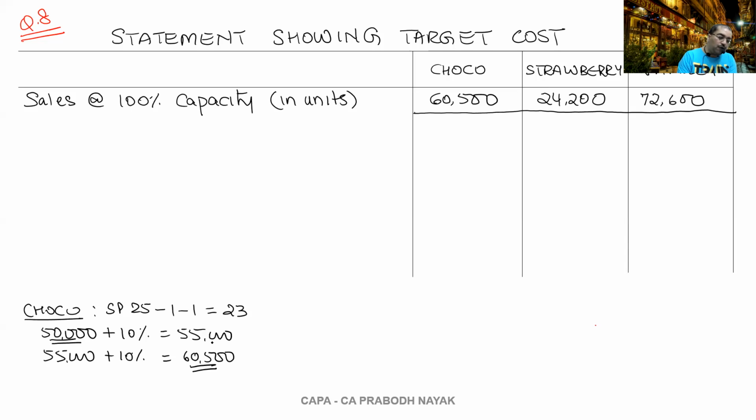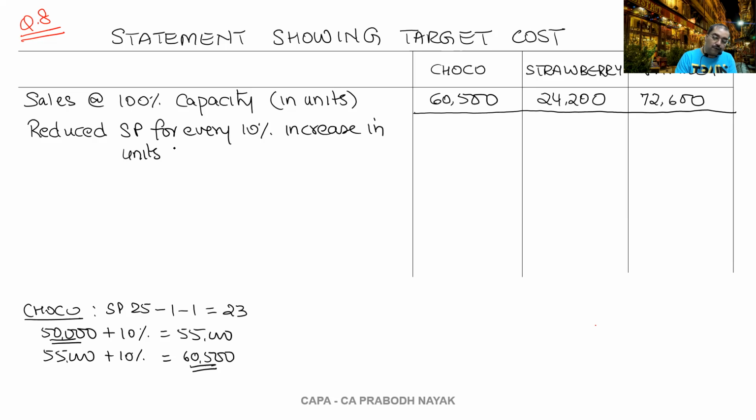Okay, so write here: reduce selling price for every 10% increase in units produced. So that will be 23 rupees for Choco.